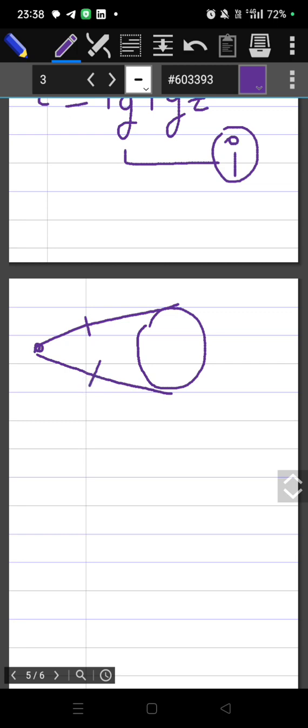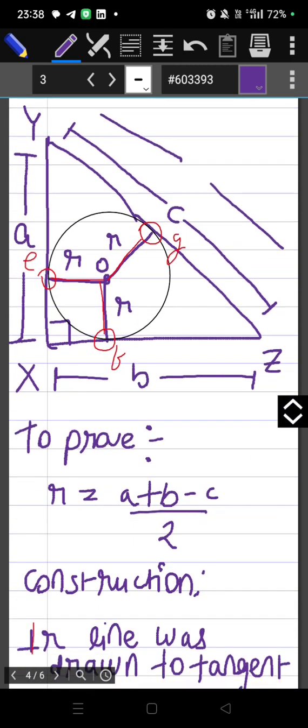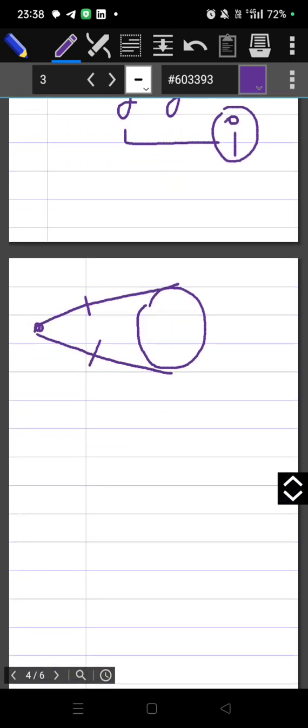Okay, so similarly, YE, YG are equal, and XF, XE are equal, and ZF and ZG are equal. So I am writing this. You need to write the theorem also, so I am writing the theorem also.